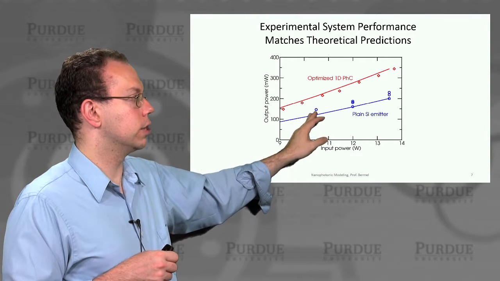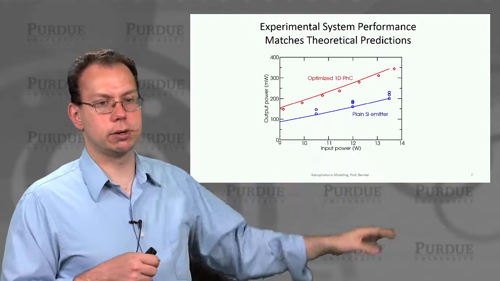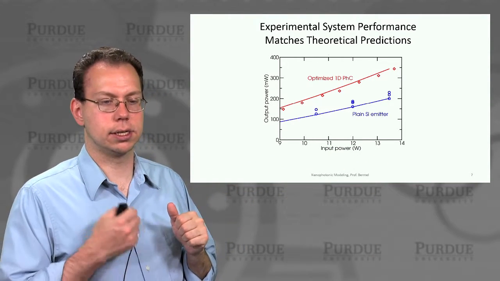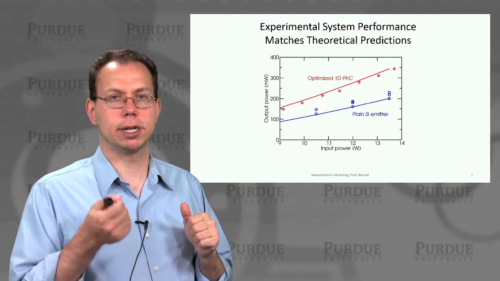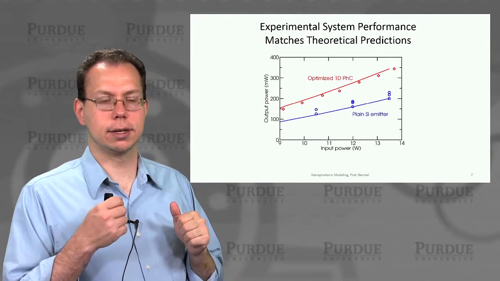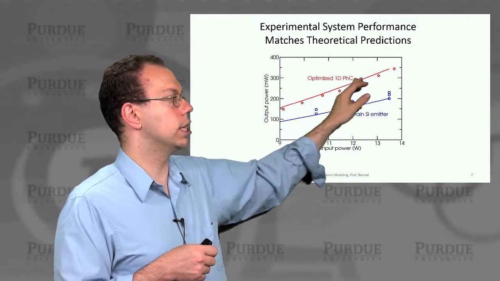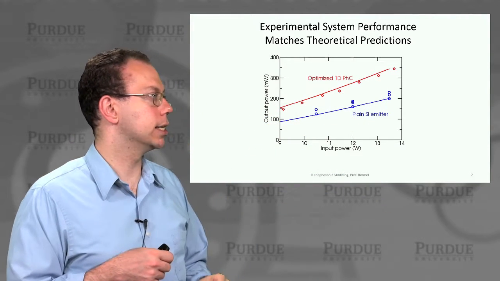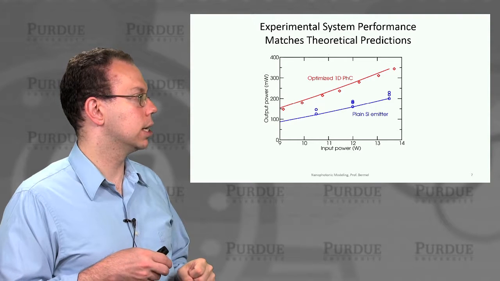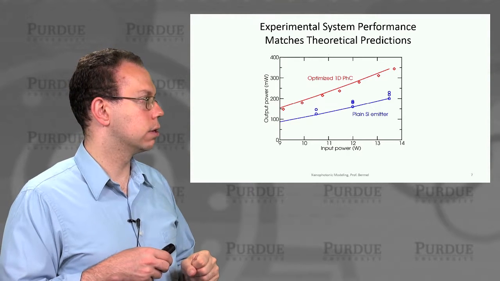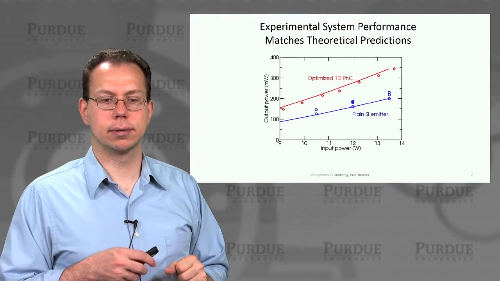Then you start to see that, without any kind of selective emitter, the data points, which are blue dots, can be closely matched to the model, which has no fitting parameters, which is good validation. It's all just using experimentally measured component data. So this shows that the system model works, and you can see that for a 1D photonic crystal that's fully optimized, you have a big boost in output power, on the order of maybe a 75% increase.